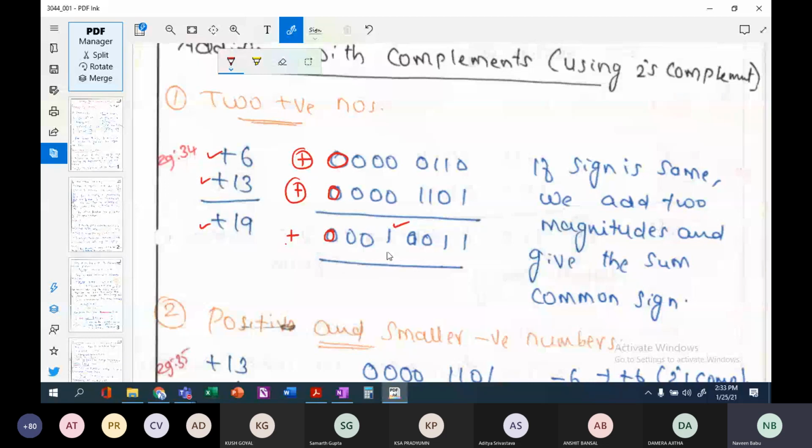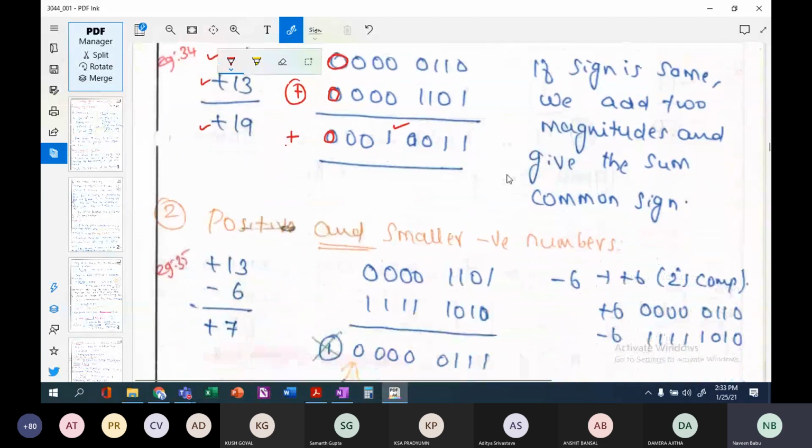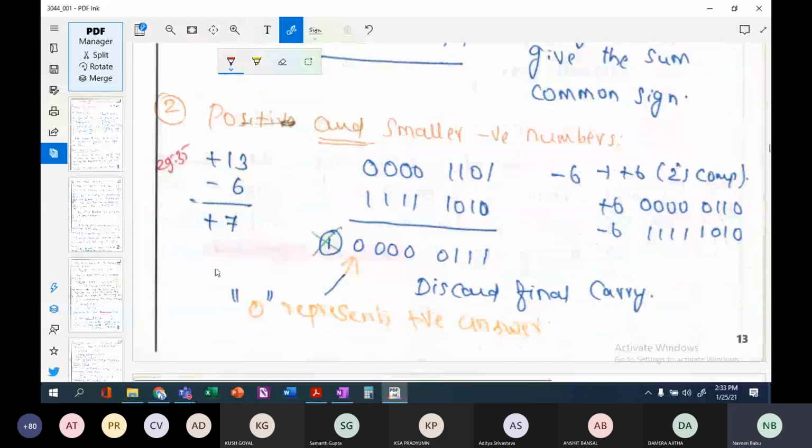Now, how do you add a positive number and a smaller negative number? Plus 13 can be represented as 0001101, and minus 6, again let us represent in terms of 2's complement. How do you represent minus 6 in terms of 2's complement?